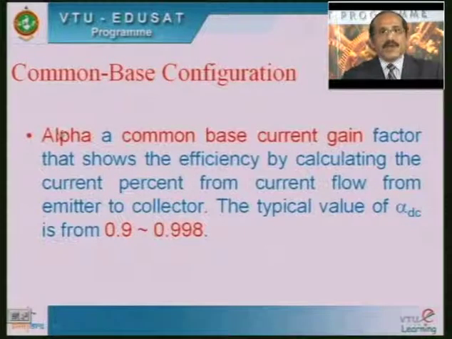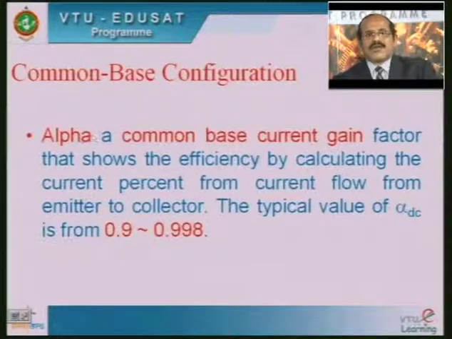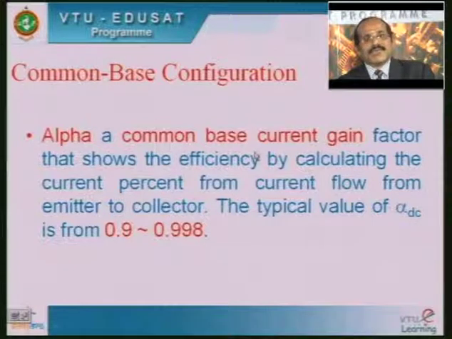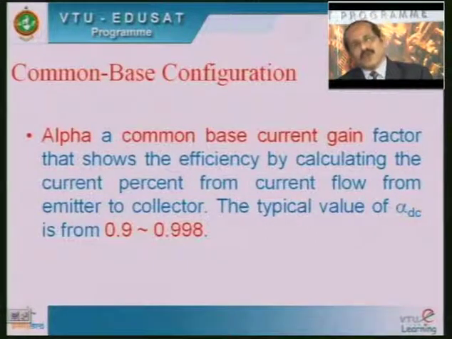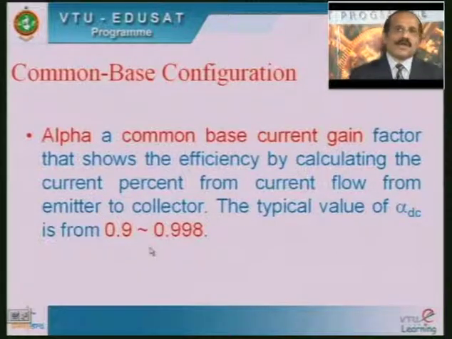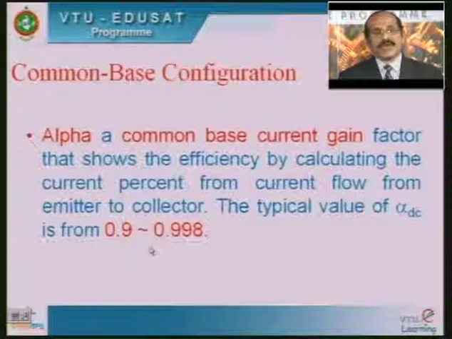So therefore alpha is the common base DC current gain, which is a ratio, a measure of the current that flows from the input to the output here, that is, emitter to the collector. Usually the alpha DC ranges from 0.9 to 0.998.